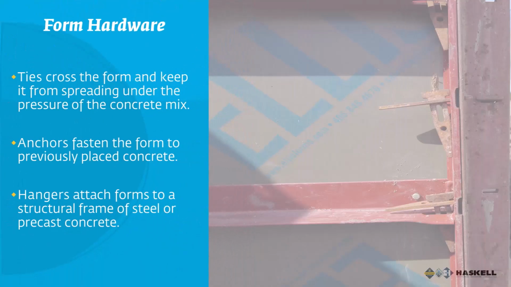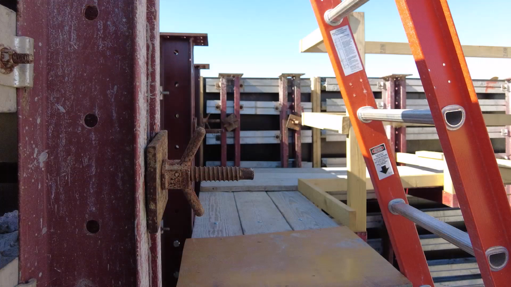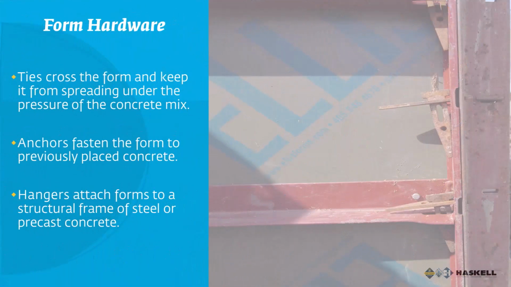The major types of hardware necessary to securely hold form systems together include the following: ties cross the form and keep it from spreading under the pressure of the concrete mix. Once the concrete is hardened, some ties are withdrawn while others are snapped off, leaving a portion of the tie in the structure. Anchors fasten the form to previously placed concrete.